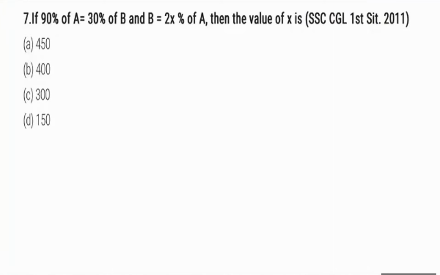Let's tell. 90% of A is equal to 30% of B, and B is equal to 2x percent of A.